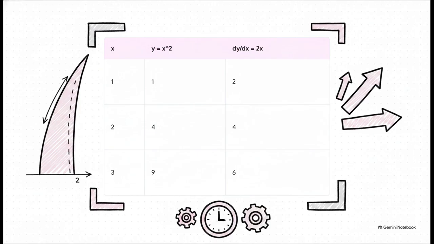When x is 2, the slope is 4. When x is 3, the slope is 6. You can literally just plug the numbers in and see exactly how the steepness increases.